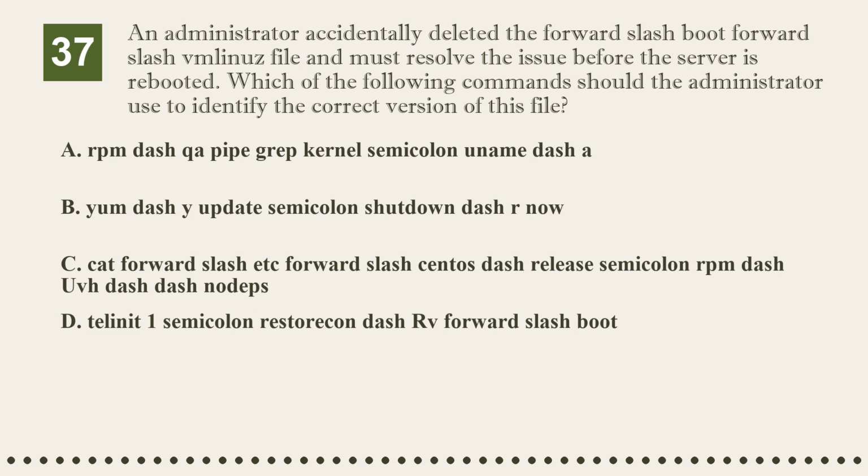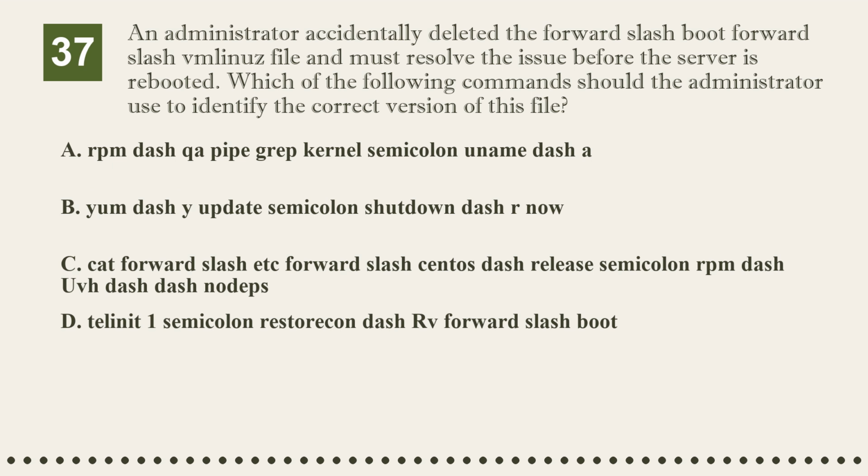Question 37. An administrator accidentally deleted the /boot/vmlinuz file and must resolve the issue before the server is rebooted. Which of the following commands should the administrator use to identify the correct version of this file? Option A, rpm -qa | grep kernel; uname -a. Option B, yum -y update; shutdown -r now.